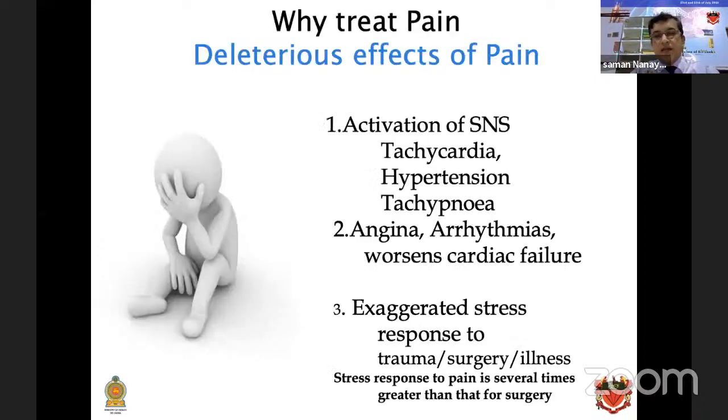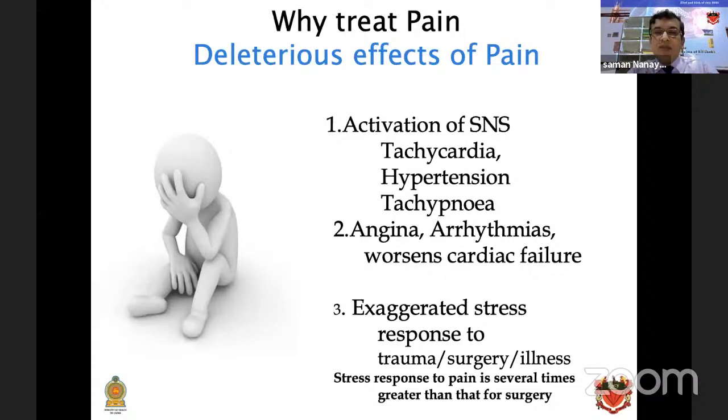For instance, pain can affect the sympathetic nervous system, and there will be tachycardia, hypertension, and tachypnea related to pain. Pain will affect the cardiovascular system. It can lead to angina, myocardial infarction, arrhythmias, or it can worsen cardiac failure in a patient who is more prone to those things. I'm not saying that every patient will have angina or myocardial infarction. A 15-year-old is not in the prone age group, but in the middle aged and elderly, they very well can have a myocardial infarction or acute coronary syndrome, arrhythmias, or worsening of cardiac failure due to pain.